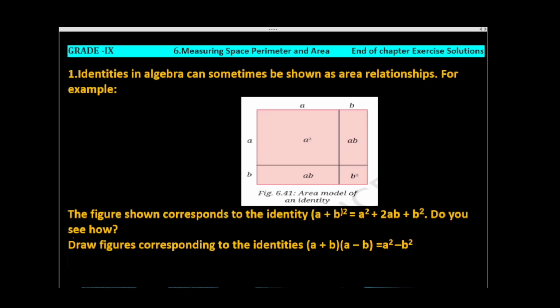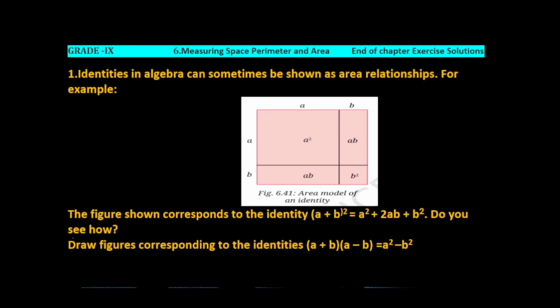Identities in algebra can sometimes be shown as area relationships. Look at the diagram. Here we have side length a plus b, here also a plus b. So this is a square of side a plus b. This side also is a plus b, here also we are getting a plus b.